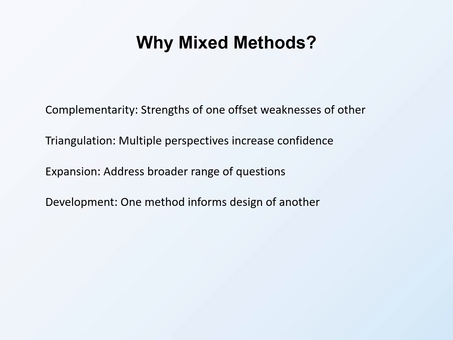Validation evidence demonstrates that an instrument measures what it claims to measure in specific populations and contexts. Common types of validity evidence include content validity, showing the instrument covers the intended domain, construct validity, showing the instrument relates to other measures as theory predicts, and criterion validity, showing the instrument predicts relevant outcomes. Reliability evidence demonstrates consistency of measurement across time, items, and raters.